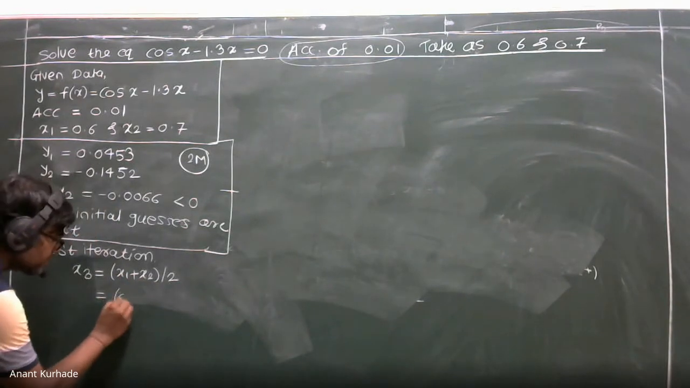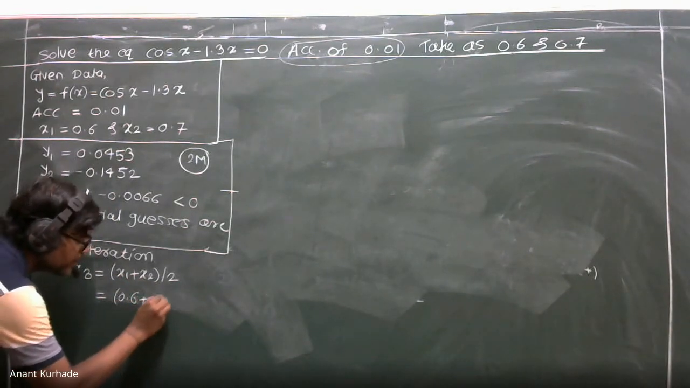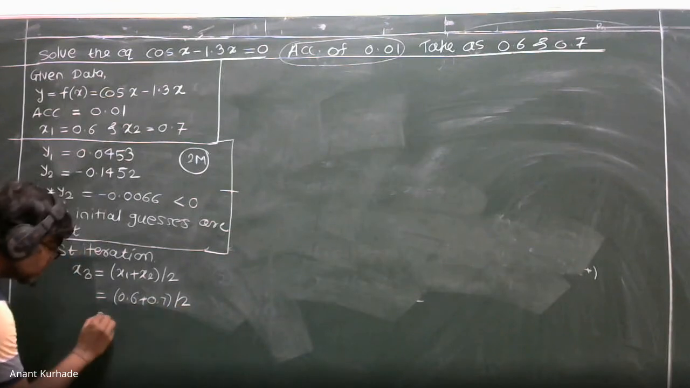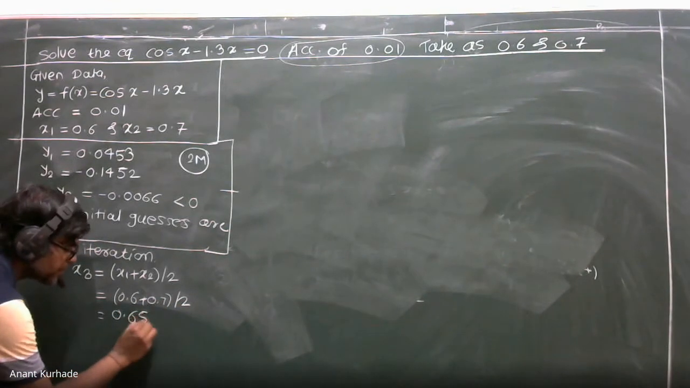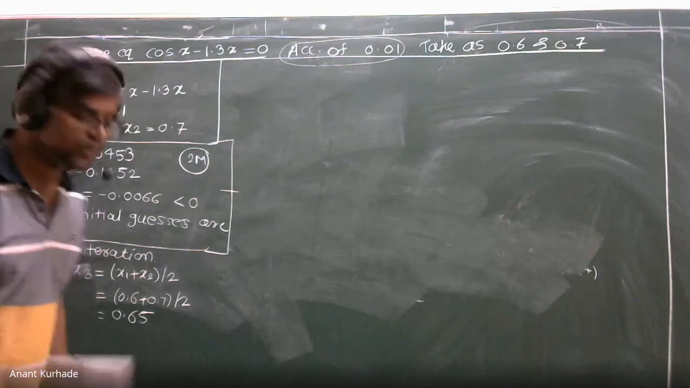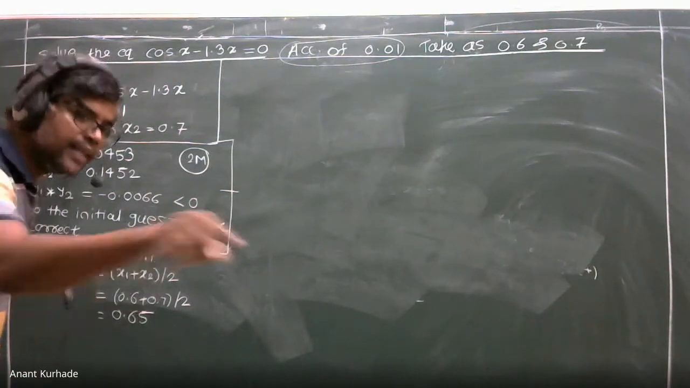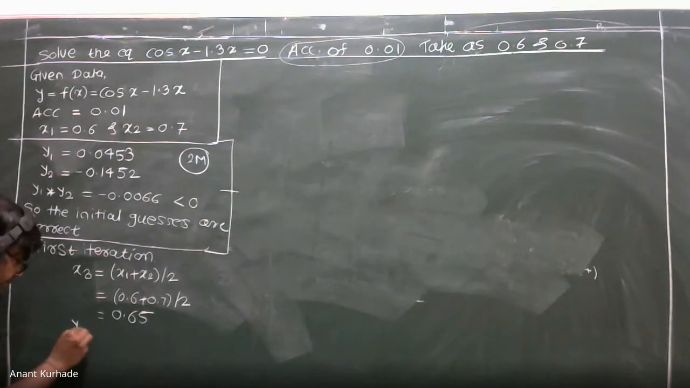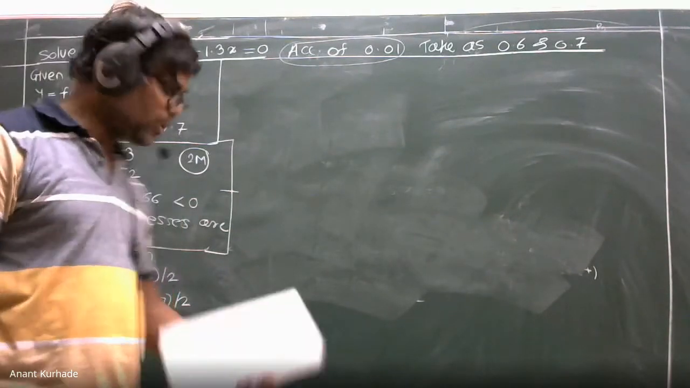So what is x1? 0.6 plus 0.7 divided by 2. So we have 0.65. Is it correct? 0.65. And then find out y3. Tell me y3. What is the value of y3? Minus 0.04995.